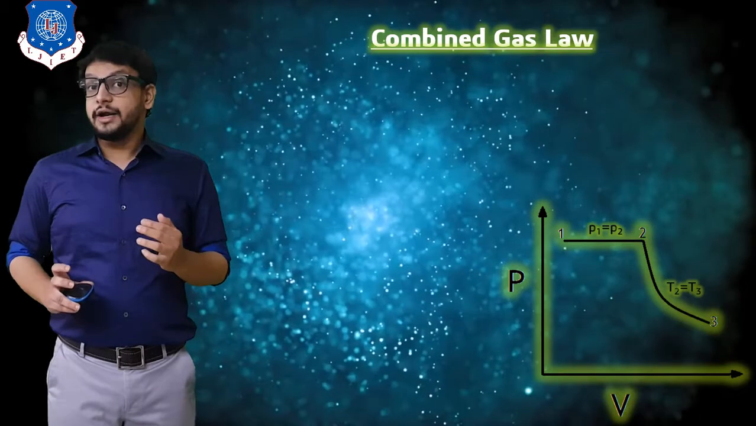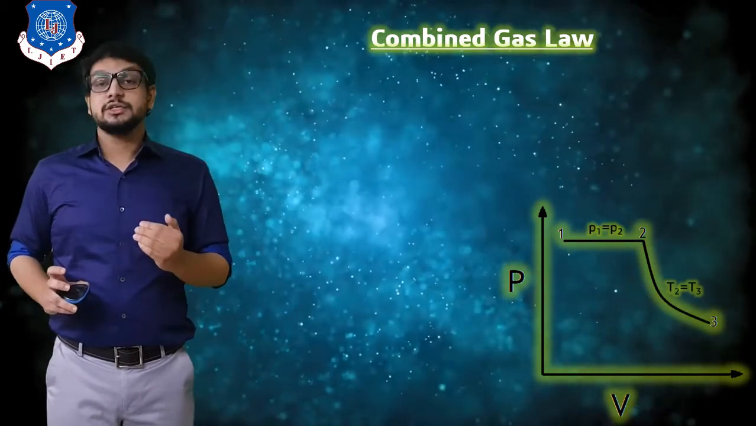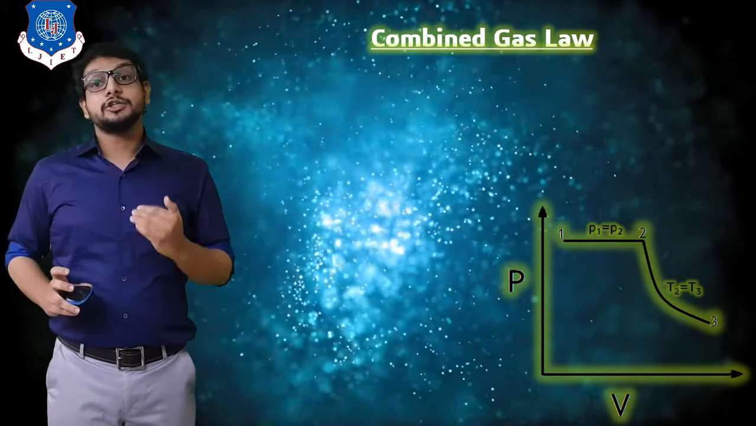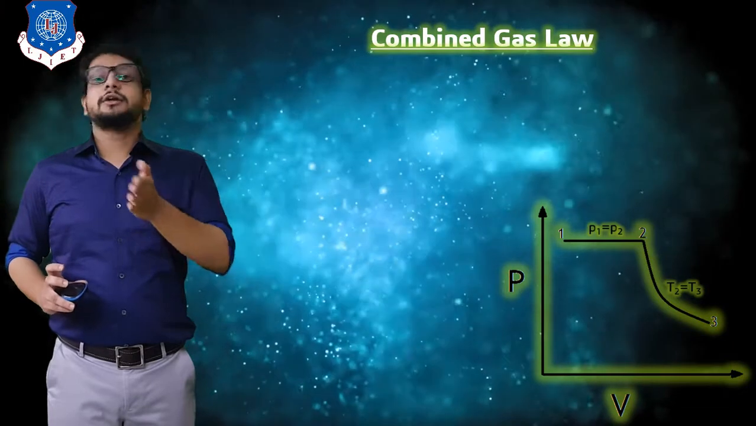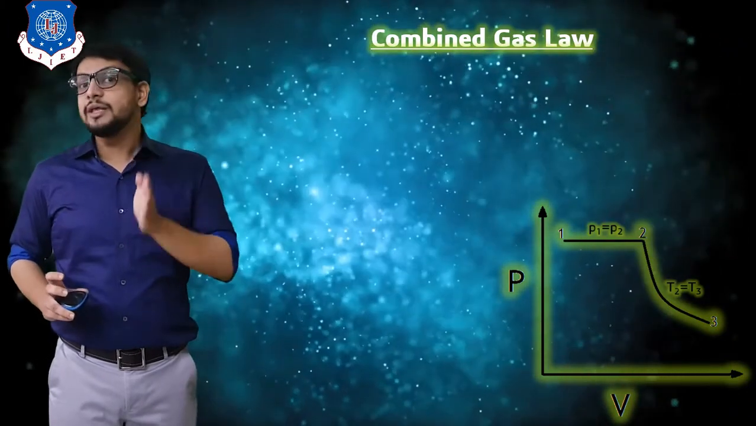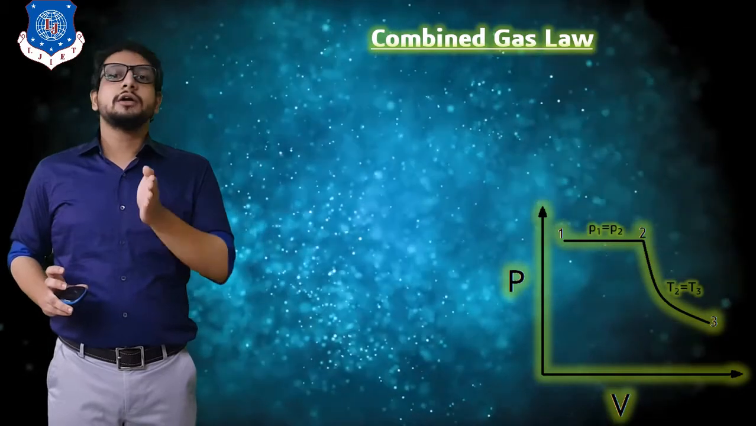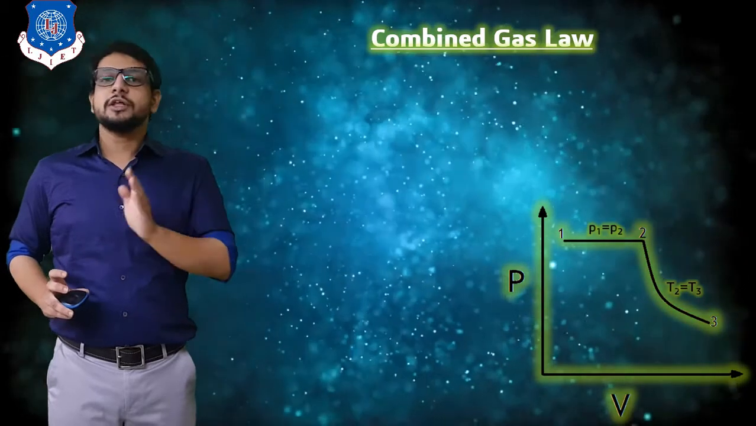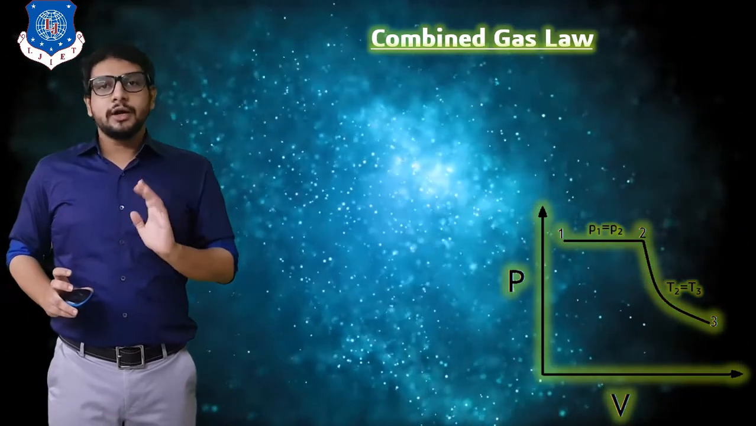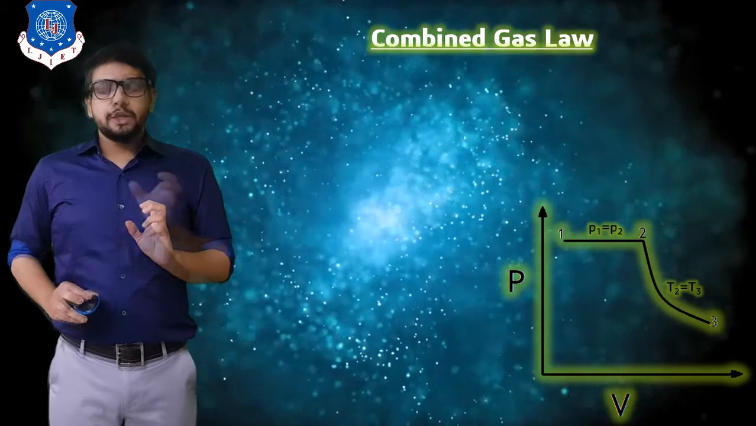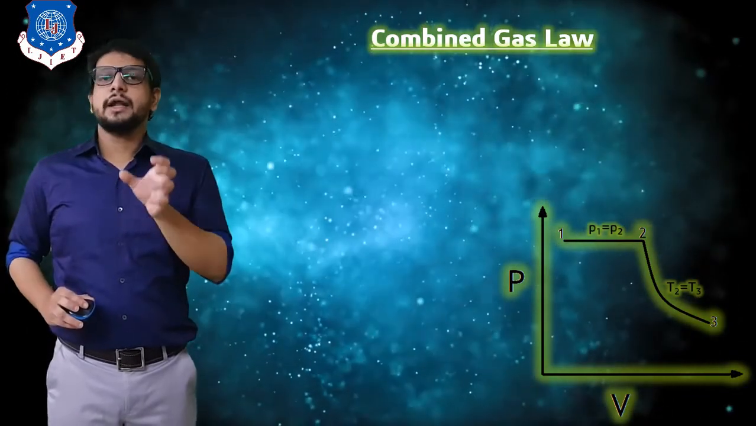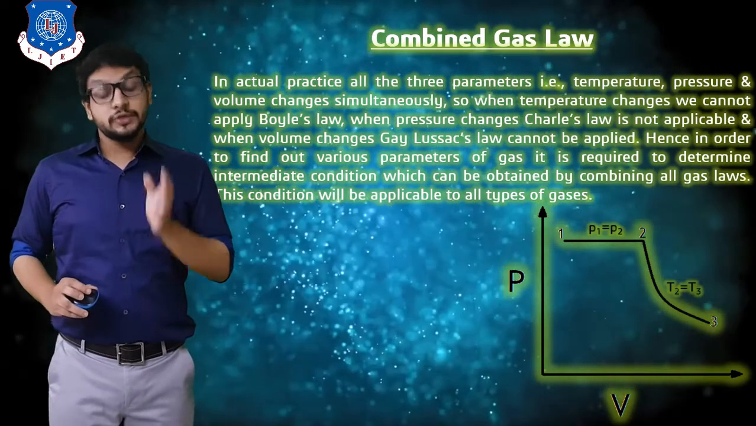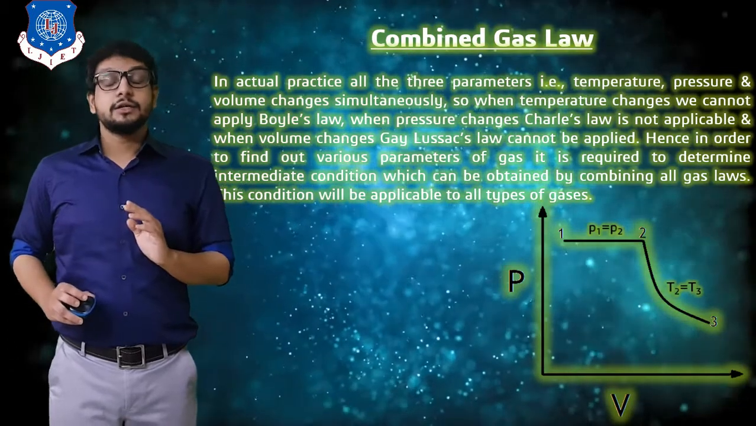As we know, we need to find various parameters of gases, such as the mass of a gas, the pressure, the temperature, the volume. How can we determine these parameters? This can only be done if we combine all the gas laws, that is Boyle's law and Charles law. When we combine Boyle's and Charles law, Gay-Lussac's law is automatically covered, as the volume parameter is covered in that. So the main reason is to determine an intermediate condition which will be applicable to all types of gases. This is why we need to combine gas laws.